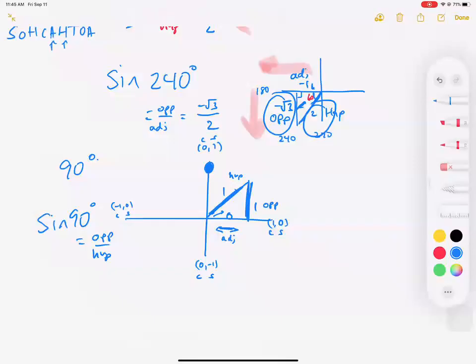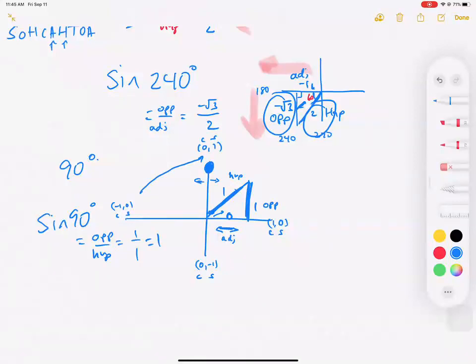So looking at the 90-degree triangle, we are faking it till we make it. I pulled out this fake triangle with adjacent of 0. Remember, at 90 degrees, there is no x value. It's 0. So we call it 0, 1, 1. The opposite is 1, hypotenuse is 1. 1 over 1 is 1, which is what we said we should be expecting.